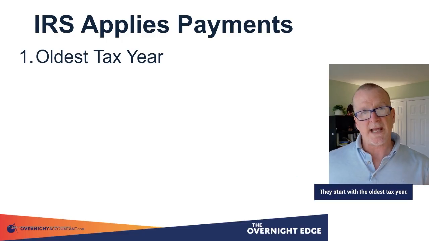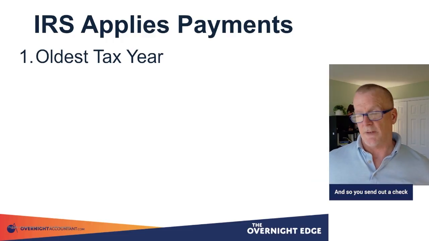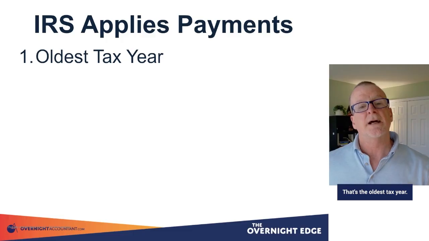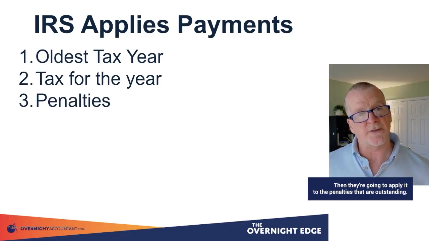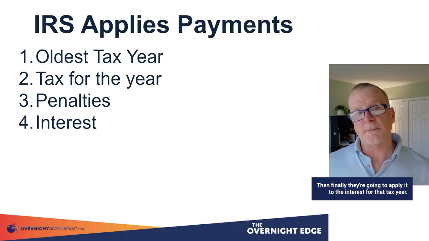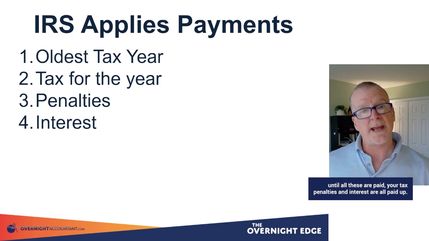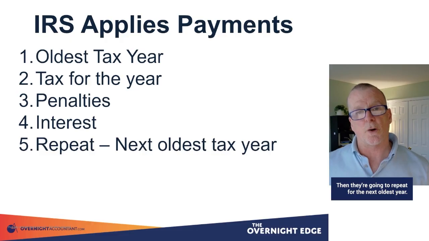They start with the oldest tax year. So let's say you owe taxes for 2020, 21, 22, 23. If you send in a check and you don't specify where that payment's going, they're going to apply it to 2020. That's the oldest tax year. Apply it to the tax first. Then they're going to apply it to the penalties that are outstanding. Then finally, they're going to apply it to the interest for that tax year. They won't start applying it to the next tax year until all these are paid. Once your tax, penalties, and interest are all paid up, then they're going to repeat for the next oldest year.